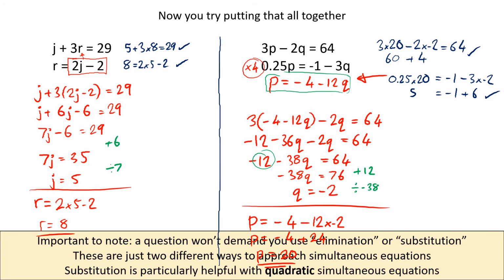So this is the last point I want to make here. A question in an exam is not going to say use elimination or use substitution. It will just say solve this simultaneous equation, and these are just two different ways you can approach it. The reason that we're introducing substitution is that it is by far the easiest way of doing quadratic simultaneous equations, which is the next thing we'll look at.